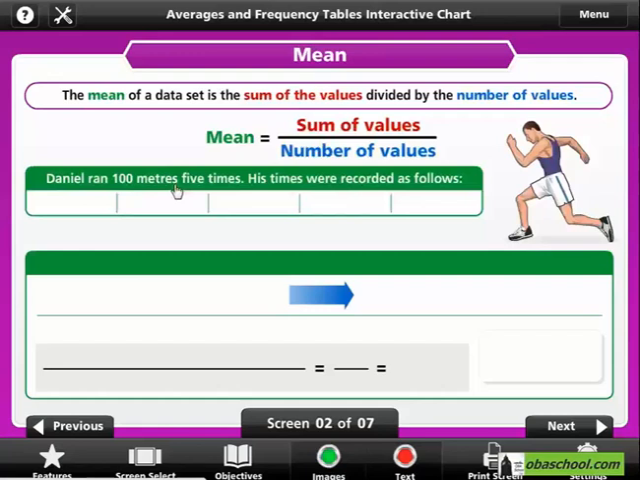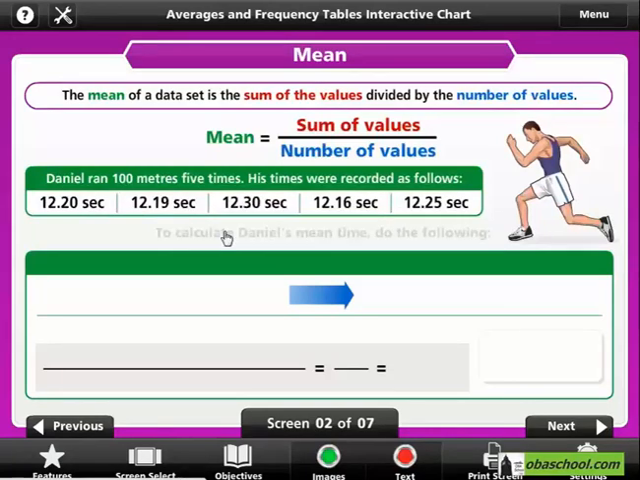Daniel ran 100 meters 5 times. His times were recorded as follows. So, Daniel is practicing the 100 meters. He practiced 5 times, and these are the recordings, his time sets. He had 12.2 seconds, 12.19, 12.3, 12.16, and 12.25.